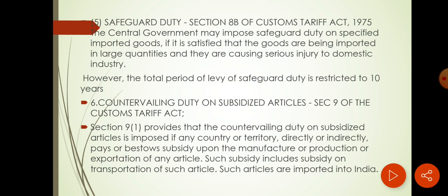Next is safeguard duty. It is given under section 8B of the Customs Tariff Act of 1975. The central government safeguard duty. So you are going to protect the goods of our own country or our own industries. The central government may impose the safeguard duty on specified imported goods, on specified, not on all goods, if it is satisfied that the goods are being imported in large quantities and they are causing serious injury to domestic industry.